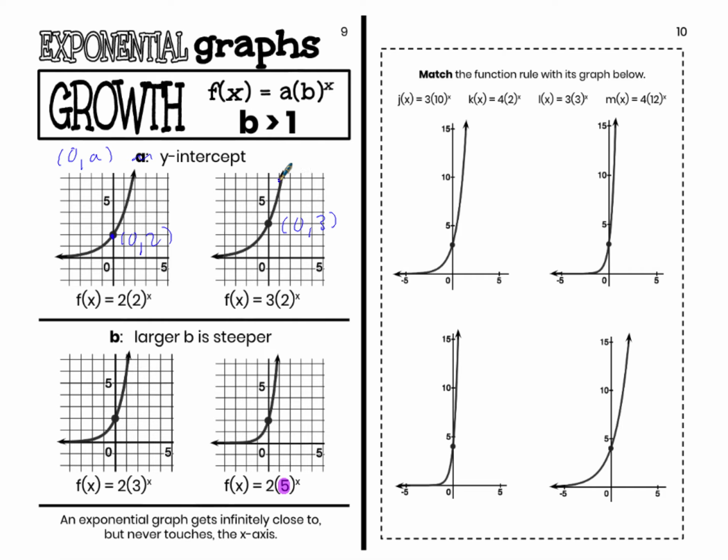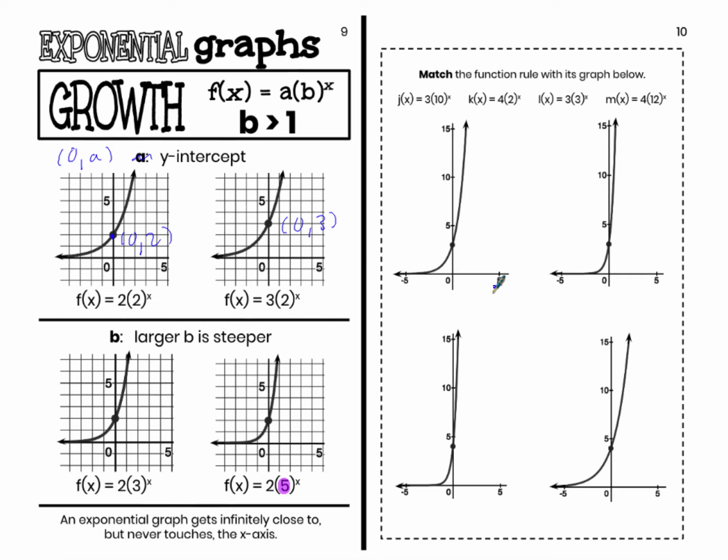Notice that there are arrows both here and here. The domain of all exponential function graphs is all real numbers, but the range is going to be y is greater than or equal to 0 in this case. The graph gets infinitely close to the x-axis, but never touches it. We say there's an asymptote on the x-axis at y equals 0.